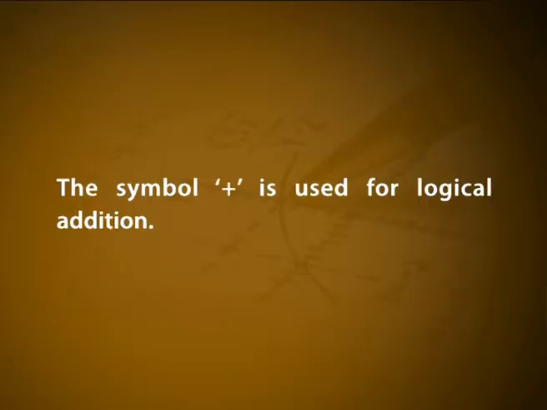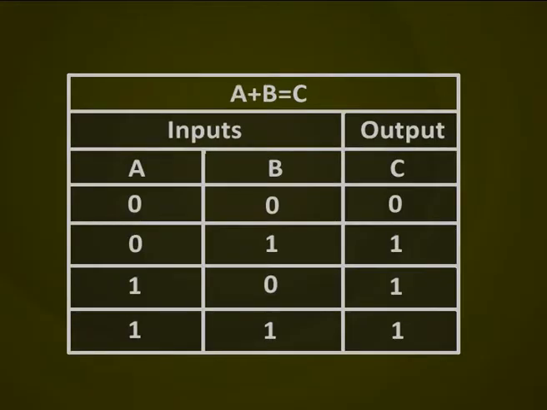Logical OR. The symbol plus is used for logical addition. The OR operation can be defined by listing all possible combinations of Boolean variables A and B and the resulting values of the Boolean variable C in the equation A plus B equals C. The truth table for logical OR is as follows.